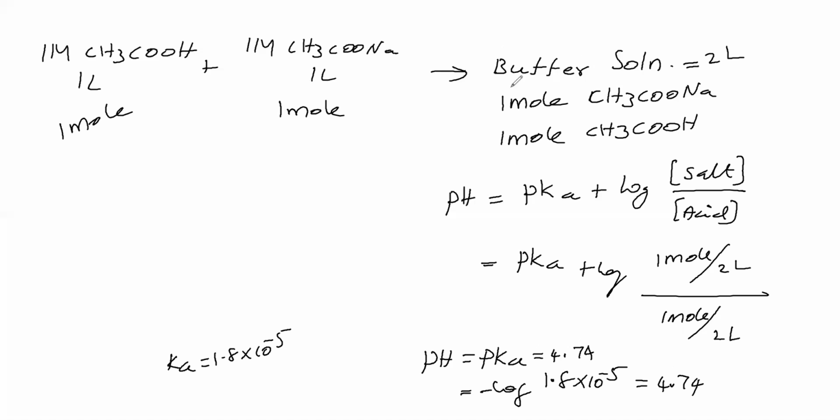So, the pH of this buffer solution is equal to pKa, because salt concentration is equal to acid concentration. In this case, we need not substitute the concentration ratio. We can substitute the mole ratio. Why? Because anyhow the volume is getting cancelled. The volume of the buffer solution remains the same, therefore volume will get cancelled. So, instead of concentration ratio, we can substitute the mole ratio itself. So, now we have got how to find the pH of the buffer solution.